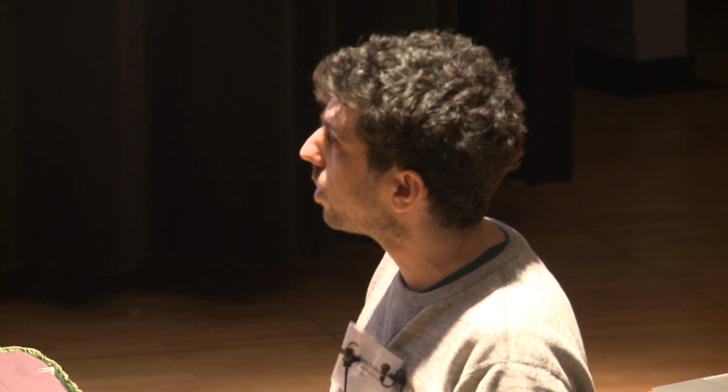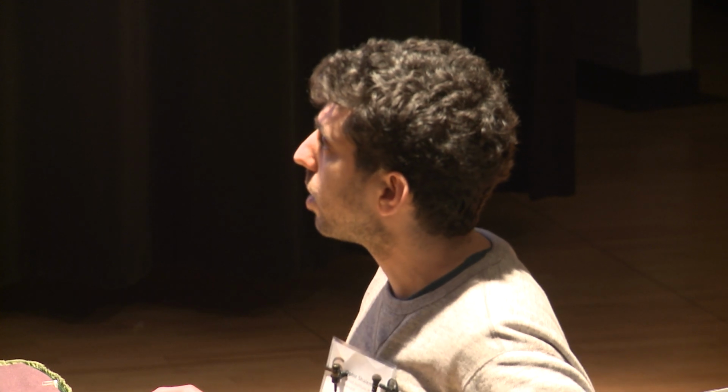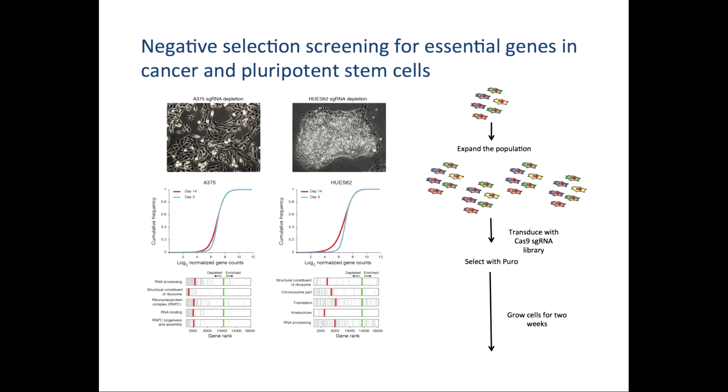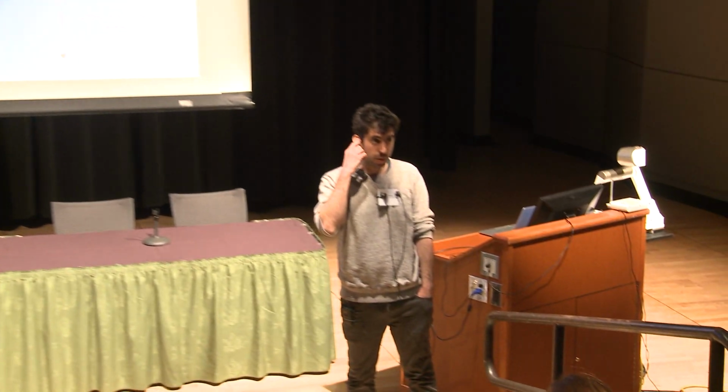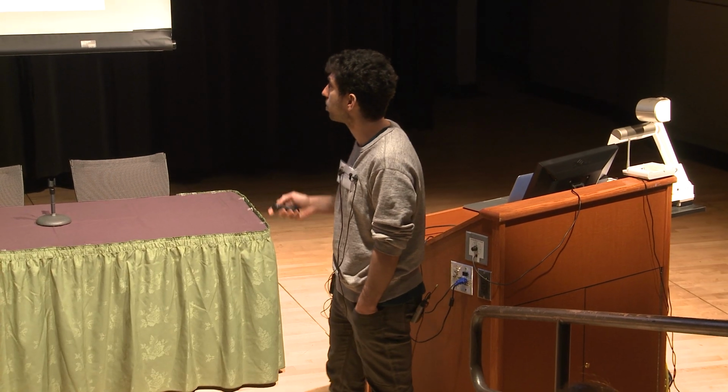And as expected, we see a shift in the distribution that corresponds to some sgRNAs which are actively dropping out of the pool. And when we look for enrichment, we see that these are indeed very highly enriched in very essential categories like RNA processing, structural constituents of the ribosome, et cetera. So for us, this was a proof of concept that you can use this library or this approach in order to do negative selection screens.